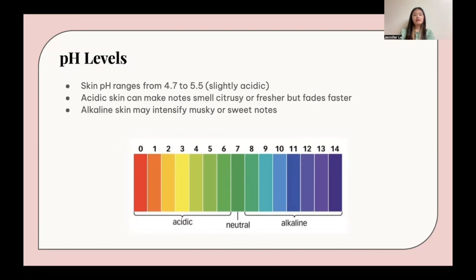If your skin is more acidic, citrusy or fresh notes might come across stronger at first, but they'll also fade faster because the acidity speeds up how those molecules break down. If your skin leans a little more alkaline, it might bring out sweet or musky base notes more strongly, making the perfume feel warmer or heavier.